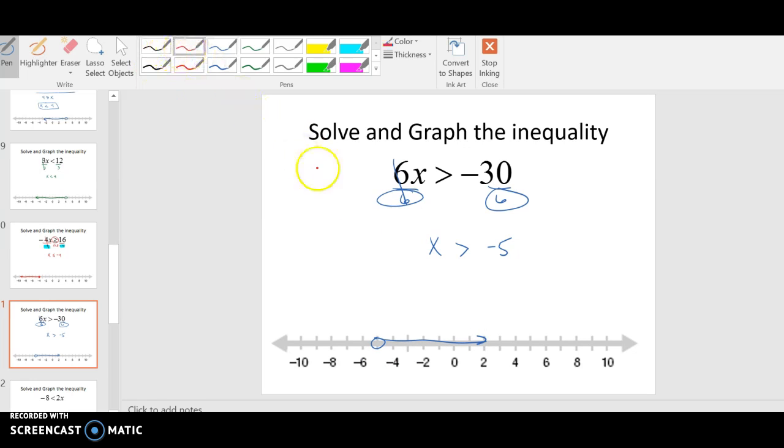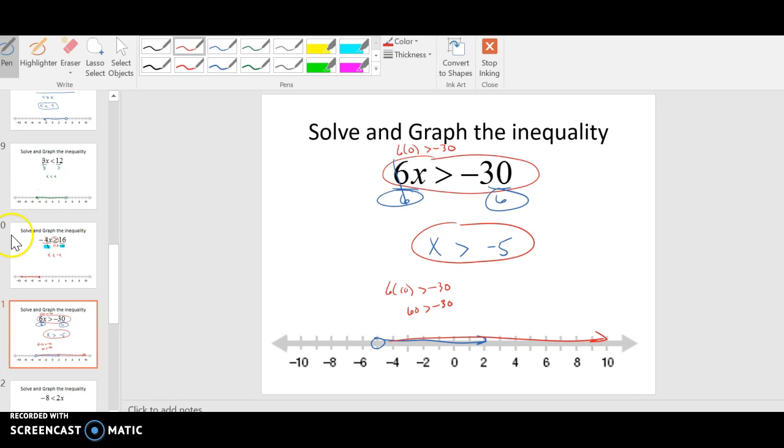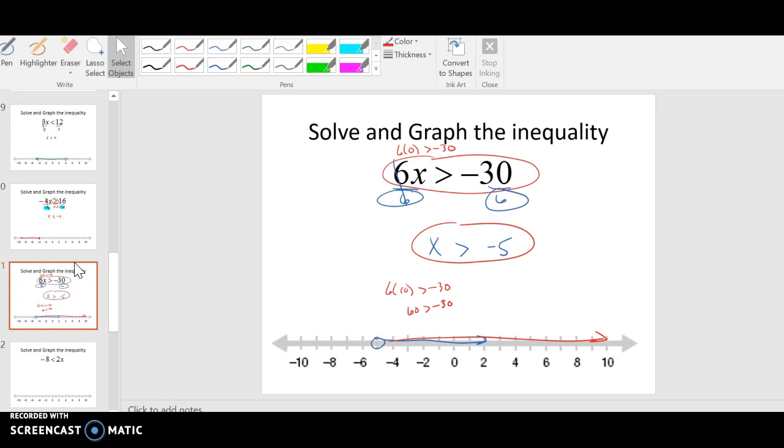If I forget what I have to do, I can test, because all of the solutions to an inequality are the numbers that lie in the shaded region. Such as if I take 0, is 6 times 0 greater than negative 30? Yes. If I say 10, is 10 in that shaded region? Yeah, because this technically goes forever and ever to the right. So is 6 times 10 greater than negative 30? Absolutely. So any number greater than negative 5 will be a solution to the inequality.